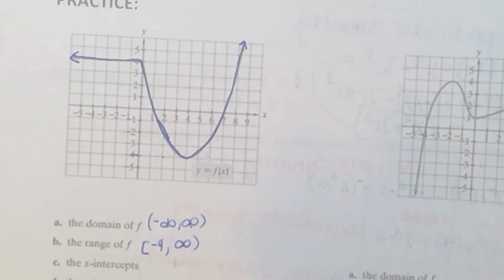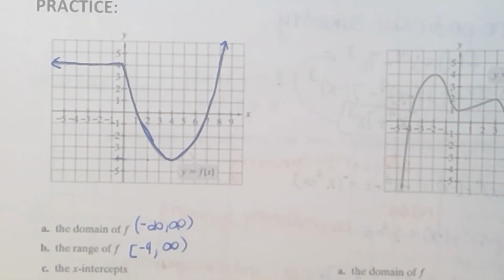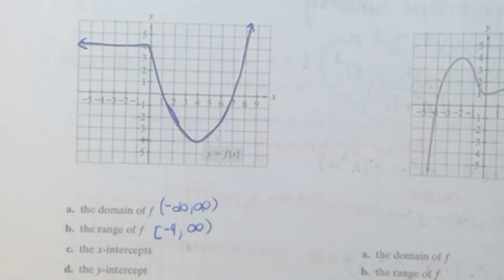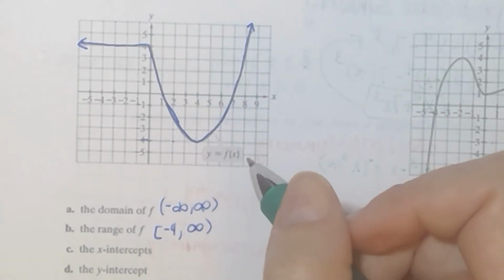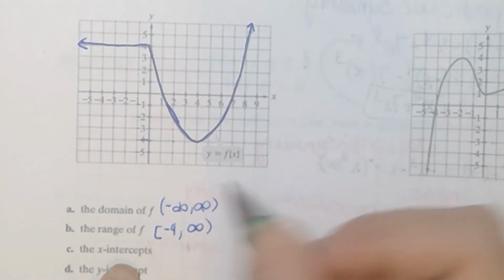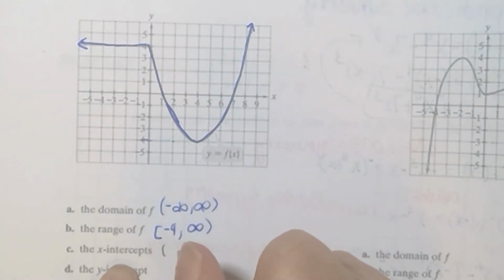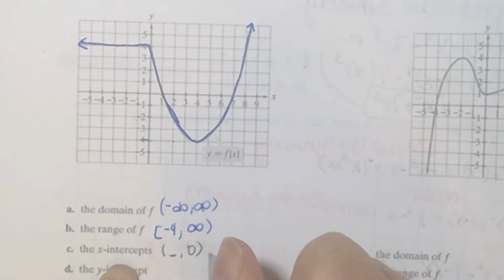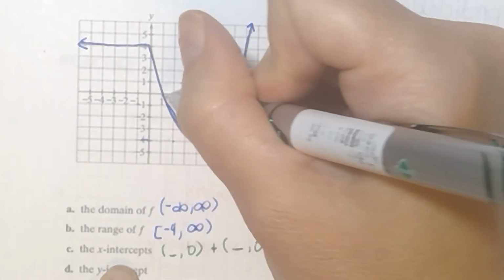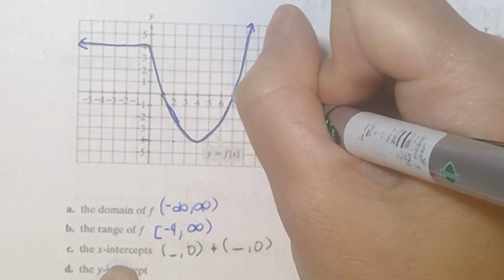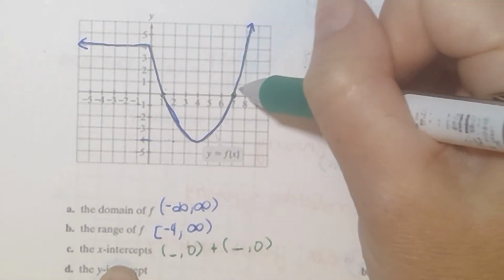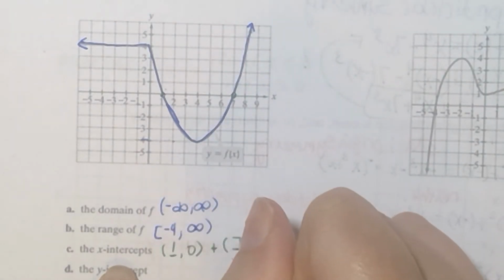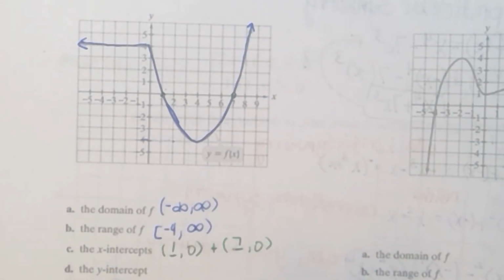Then I'm interested in x and y intercepts. Remember, my intercepts happen where I intercept or run into the axes. The x-intercepts happen where I run into the x-axis. For that to happen, y has to be 0. And I can look at my graph and see that I run into the x-axis in 2 places. At x is 1 and at x is 7. So those 2 ordered pairs give me my x-intercepts.